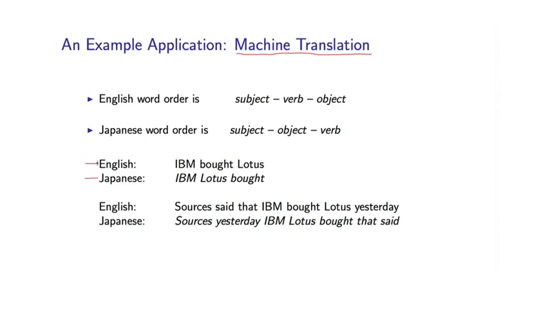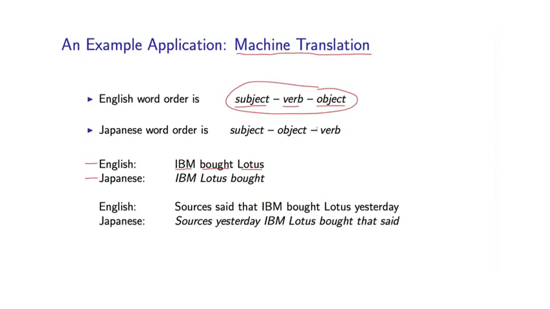Now, there's something interesting about these two languages in that English's word order is pretty rigidly subject, verb, followed by object. So, for example, I can say IBM bought Lotus. This, of course, is the subject. I have a verb, and then I have an object. So I have this order, by far the most frequent word order in English.